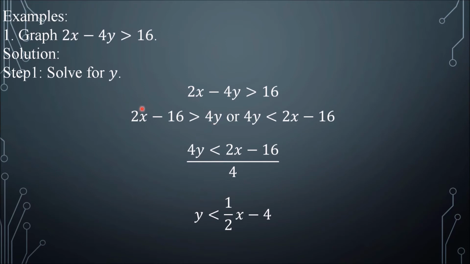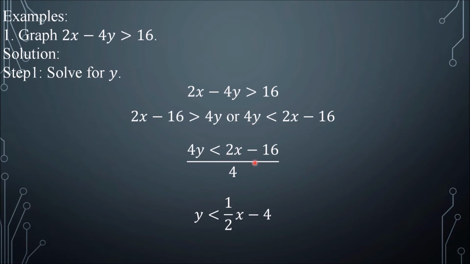And then I'm going to interchange the position of the left and the right side. So we have 4y here on the right side, but the symbol will change, of course. It will become 4y < 2x - 16. So take note of that. From greater than to less than, because take note of the point. It points to 4y. This one, it still points to 4y. So don't forget that.